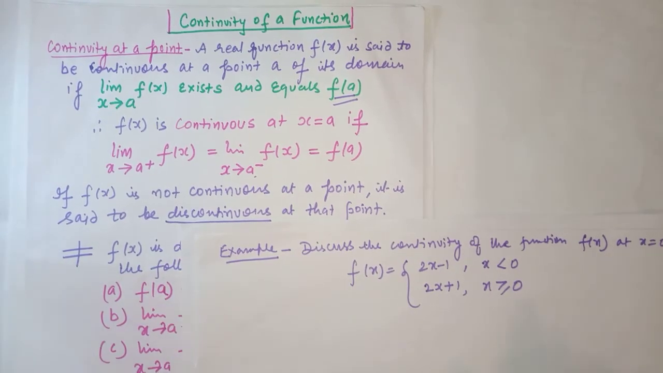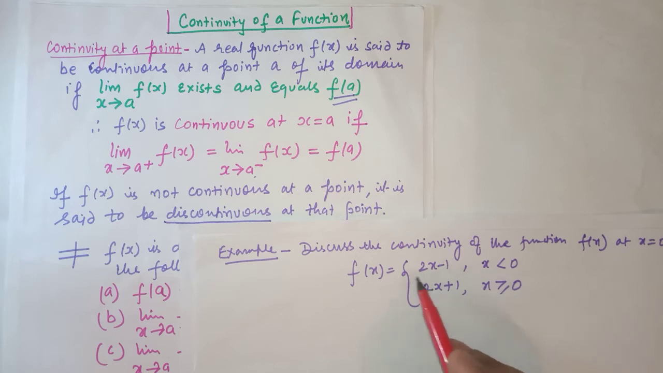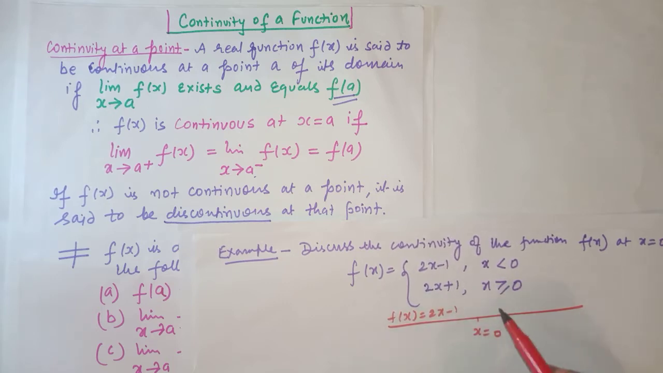Viewers, let us take this example. Discuss the continuity of the function f(x) at x equal to 0 if f(x) is defined by 2x minus 1 if x is less than 0, and 2x plus 1 when x is greater than or equal to 0. So here we have x equal to 0. For this part the function is f(x) equal to 2x minus 1, and to the right of x equal to 0, including this point, the function is defined as f(x) equal to 2x plus 1.